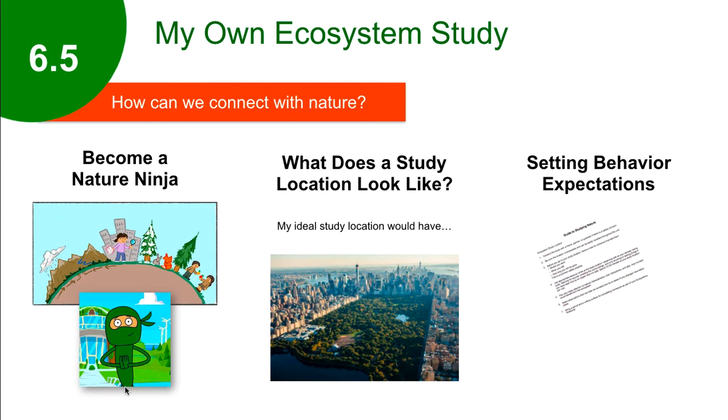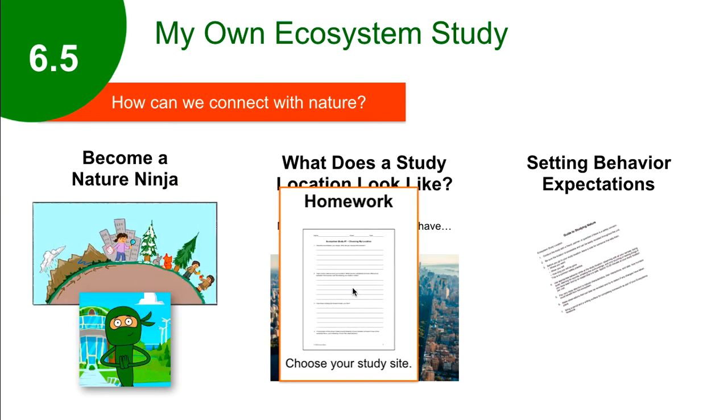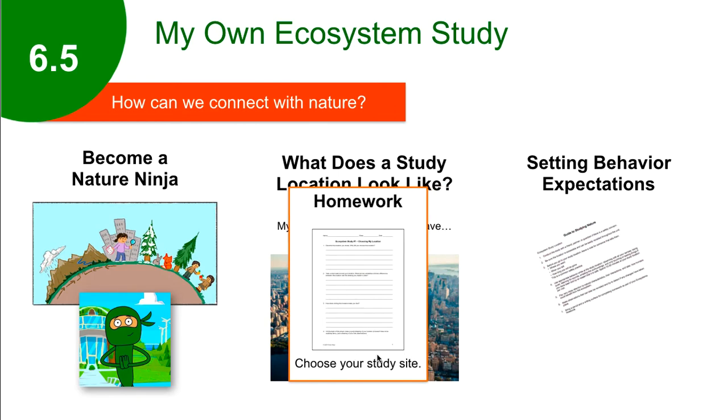Green Ninja introduces the project, and then we'll ask students what an ideal study location might look like. But then, show them photos of an urban setting and remind them that they will find ecosystems everywhere. We set behavior and safety expectations for the project. Then, it's time to assign the homework. They have to choose their study site and make their first visit.